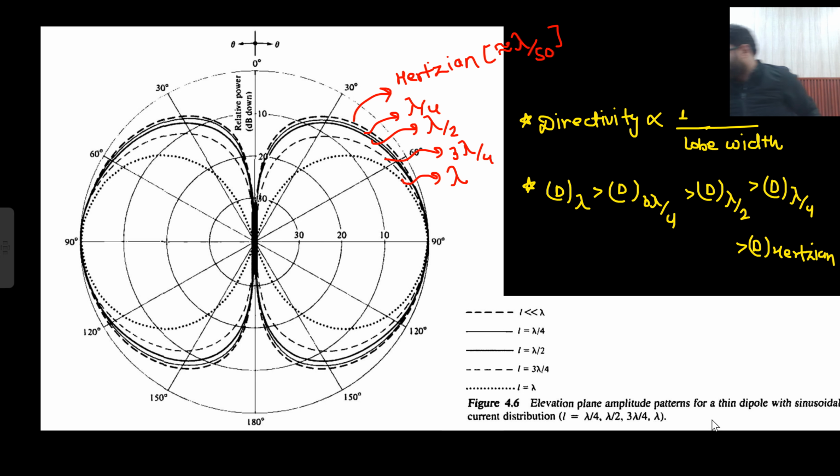So now, next book, it fell down, yaar. And let me pause the video. Yeah, so I am back.